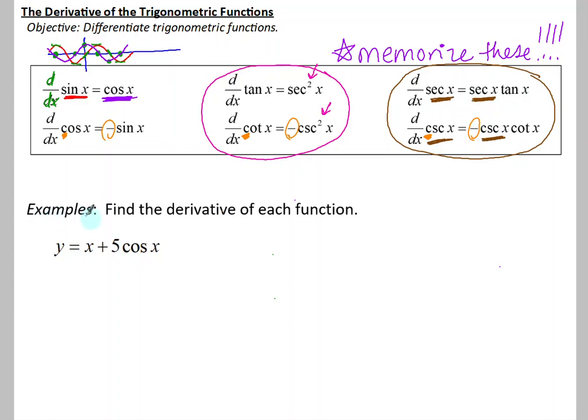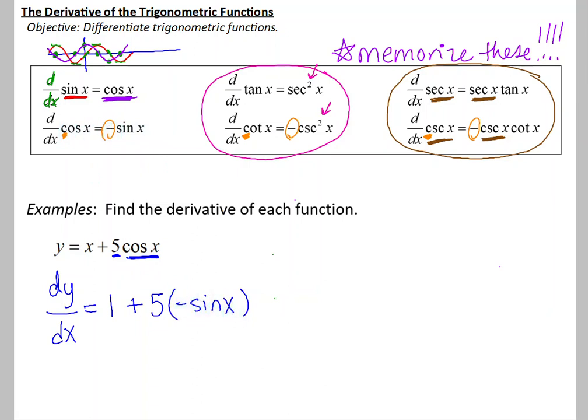Let's look at some examples on how to use these trig derivatives. Find the derivative of each function. y equals x plus 5 times cosine x. So my derivative dy dx equals, because this is a sum, I'll take the derivative of each term independently. The derivative of x is 1 plus 5 is a constant multiple, so it hangs out and gets multiplied to the derivative of cosine of x. Derivative of cosine of x is negative sine of x.